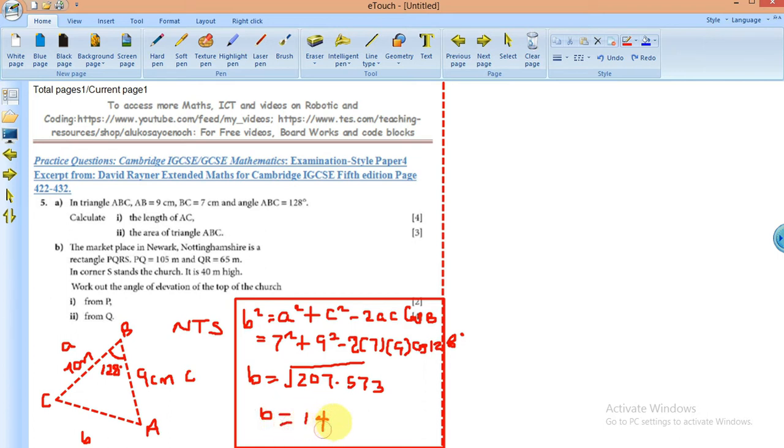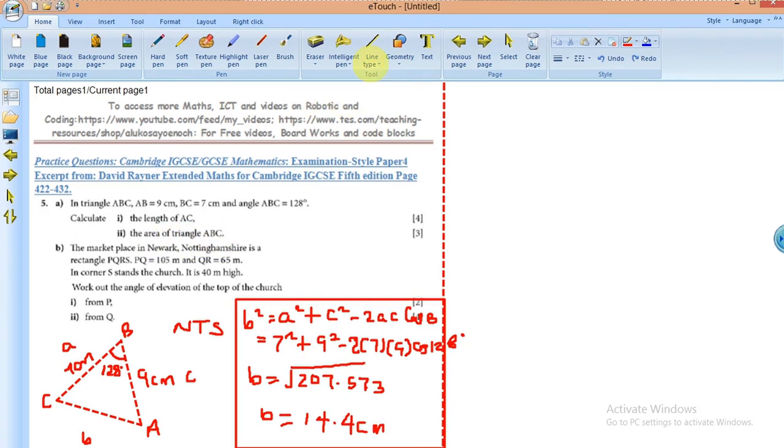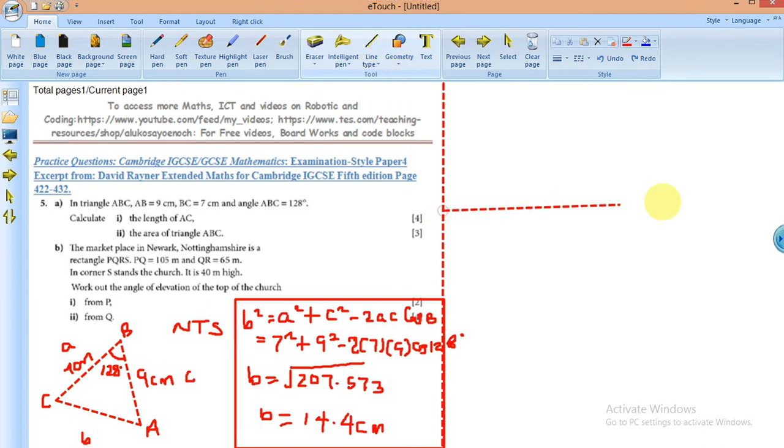14.4, and the unit there is centimeter. That's beautiful. Okay, next question: the area of the triangle ABC. I have question B there, so let me just demarcate like this. I think I should be able to complete everything of it.